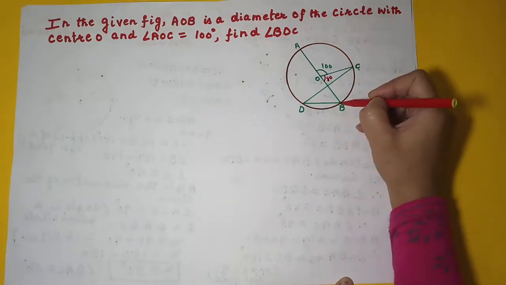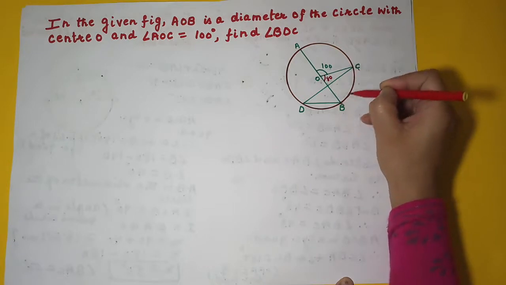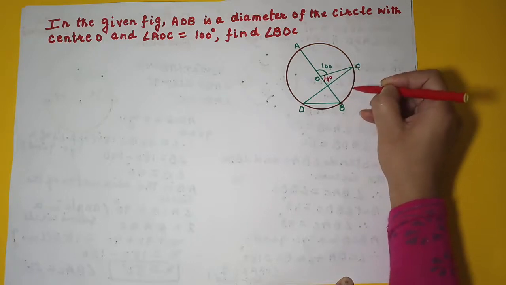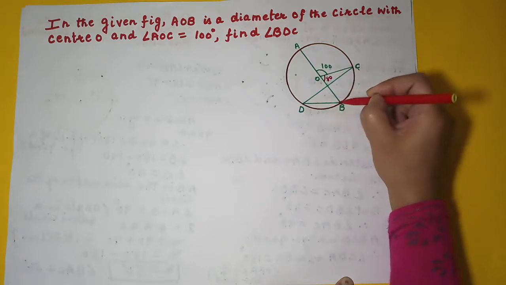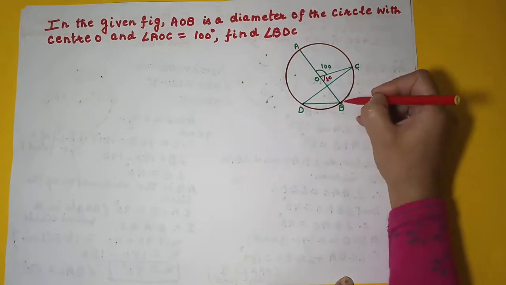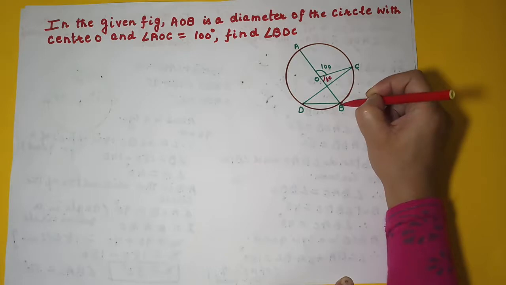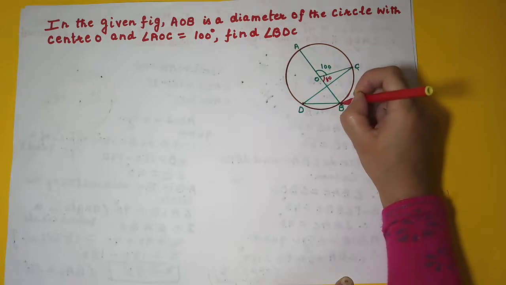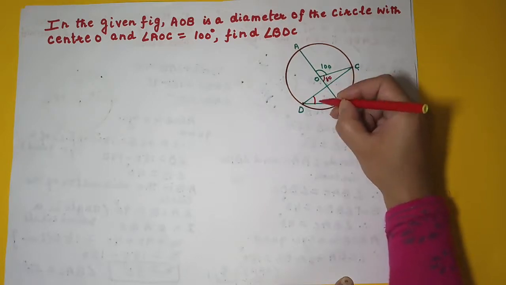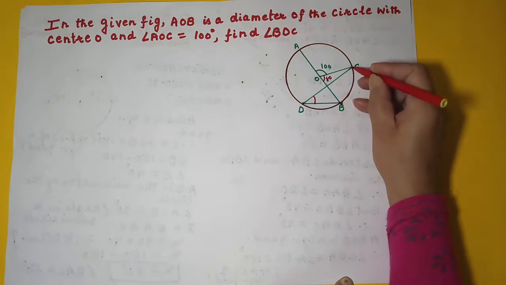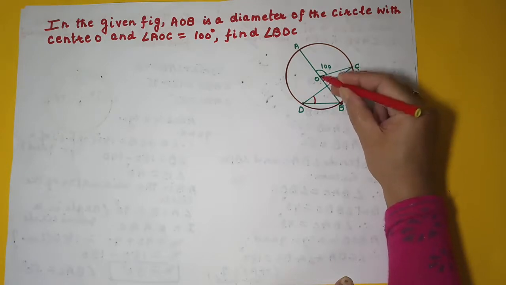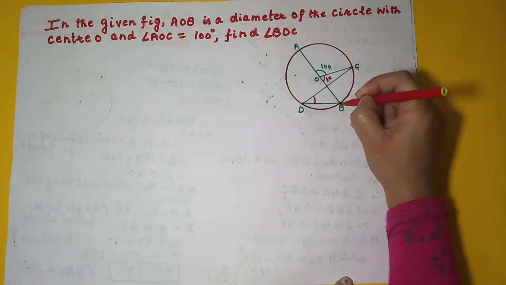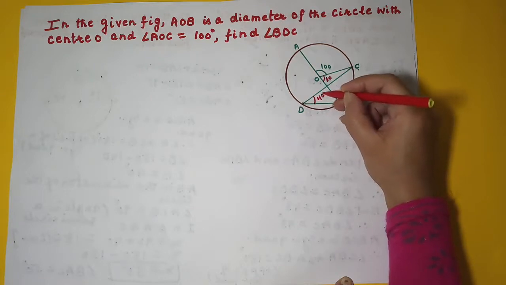Now, let's look at this arc BC. Arc BC subtends angle BOC at the center, right? And arc BC subtends angle BDC at the circumference. Same arc subtending angle BOC at the center, and same arc subtending angle BDC at the circumference. Does that mean this angle will be half of this angle? Because angle subtended by an arc at the center is double the angle subtended by it at any other part of the circumference. So this angle will be 40, right?